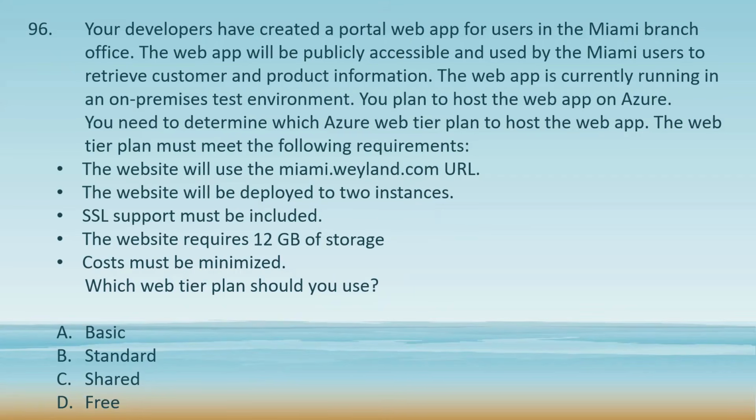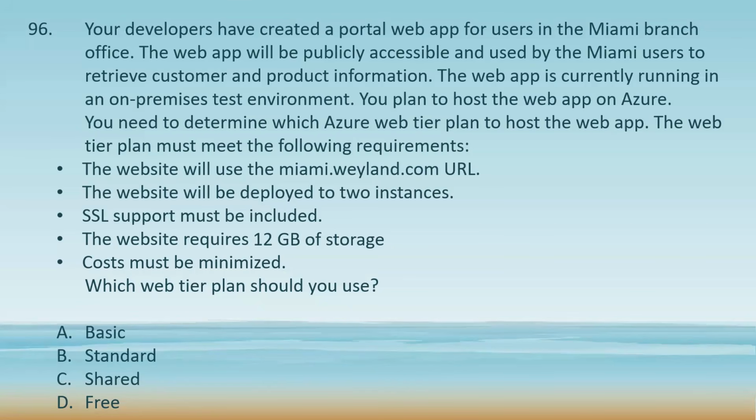The web tier plan must meet the following requirements. The website will use the miami.wayland.com URL. The website will be deployed to two instances. SSL support must be included. The website requires 12 GB of storage and cost must be minimized. Which web tier plan should you use? Your options are basic, standard, shared, and free.